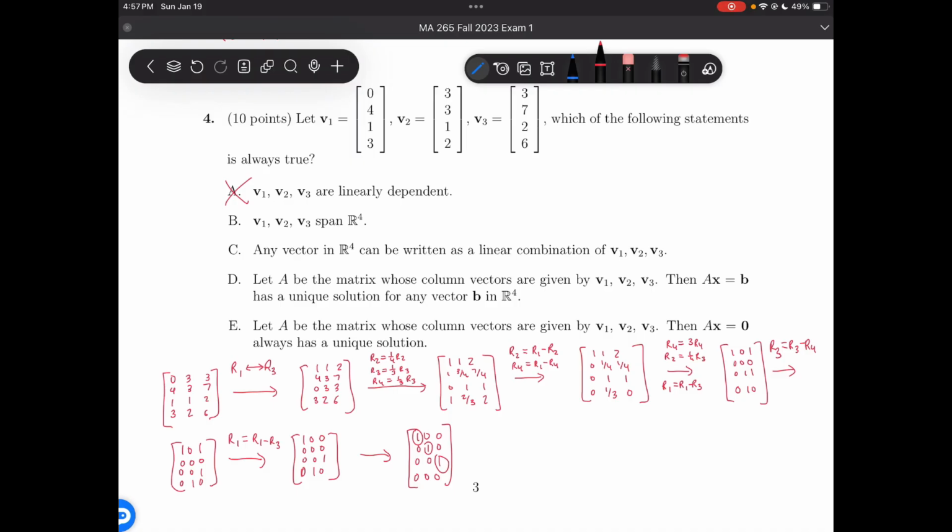Statement B says v1, v2, and v3 span R4. This statement is false, and the reason is for any space Rn, if we have a set V that spans that space, then the size of V must be at least n.